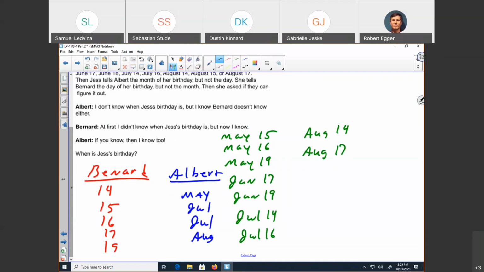How about if it's the 15th? What if he was told it was the 15th? There's May 15th. There's nothing in June, nothing in July, and nothing in August. So in this case, May 15 is the only one that appears once in the entire set. I've got multiple 16s, multiple 14s, multiple 17s, and multiple 19s.